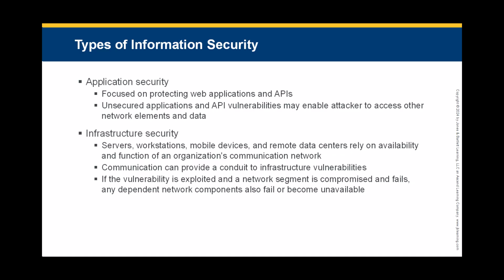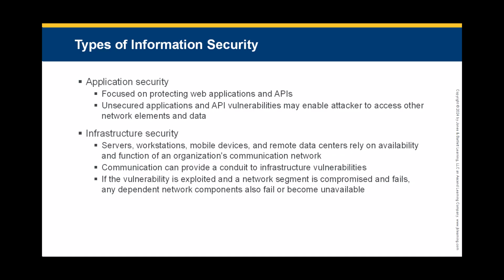A key point on this slide is that unsecured applications and API vulnerabilities can enable attackers to access other network elements and data. In other words, a weakness in a single web application can become an entry point into the broader system. For example, if an attacker exploits a vulnerable API endpoint, they may gain access to backend databases, internal services, or even administrative functions. This is why application security failures are often the starting point of major data breaches.